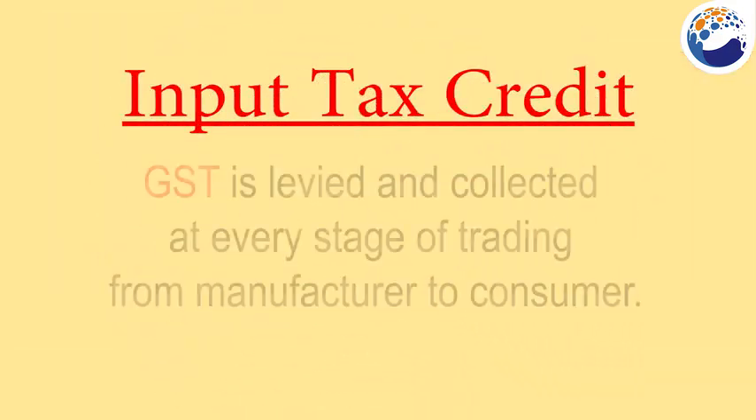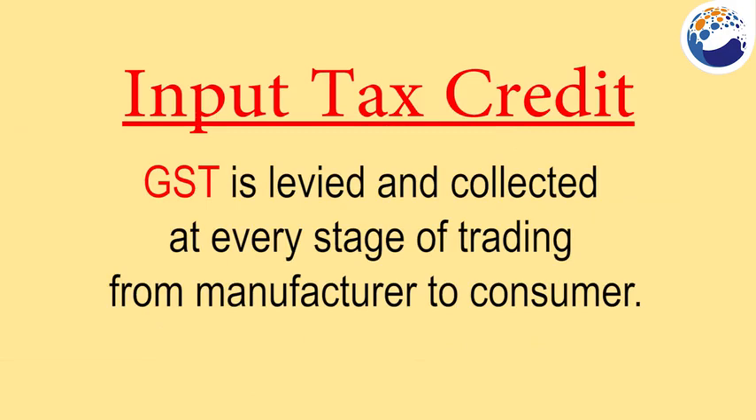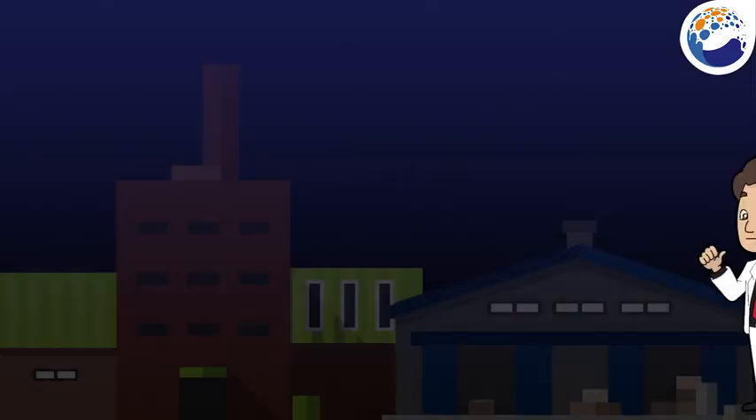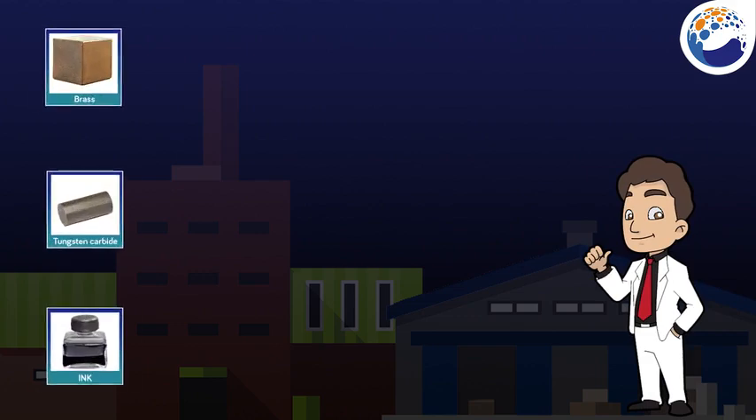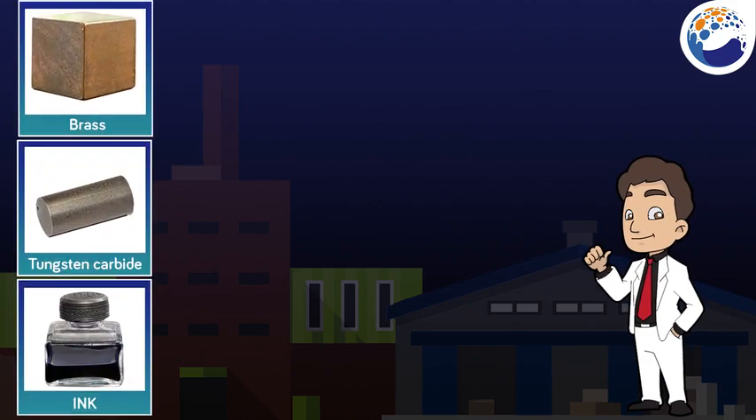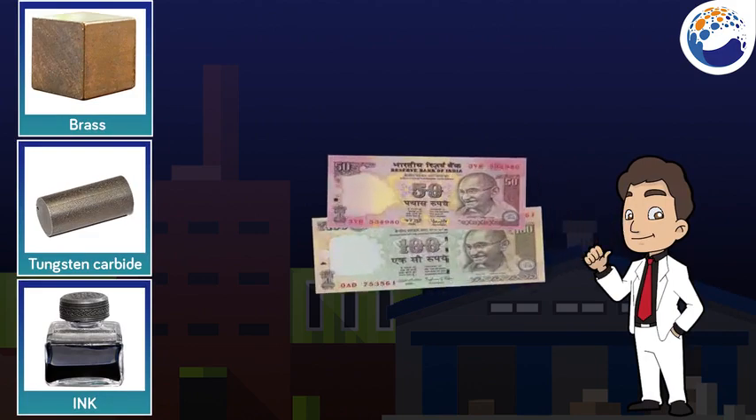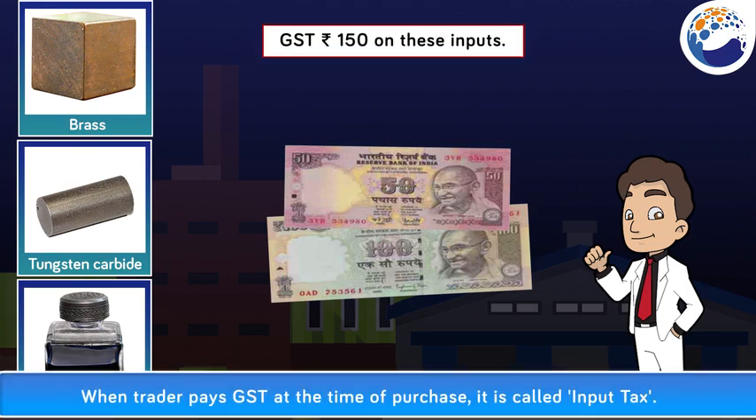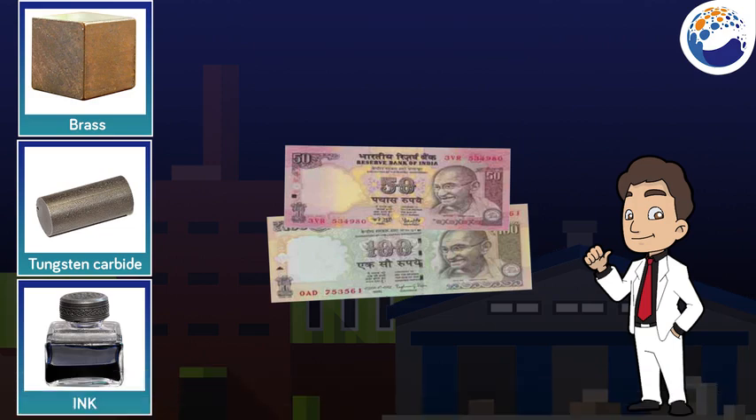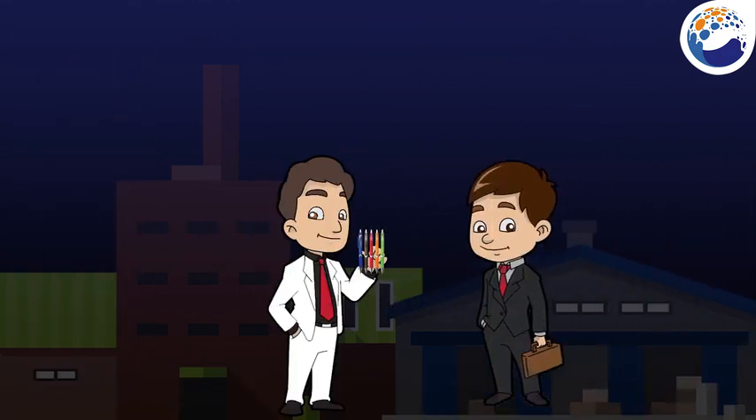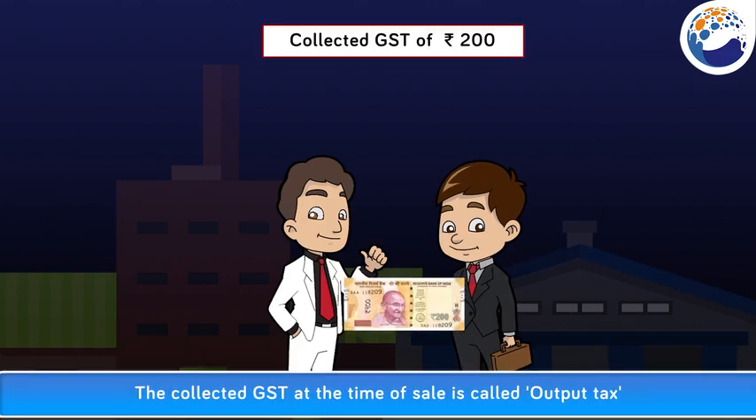Input tax credit. GST is levied and collected at every stage of trading from manufacturer to consumer. Suppose a pen manufacturer buys raw materials like brass, tungsten carbide, ink, etc. Let us assume that he has to pay a total tax of Rs 150 on these inputs. When a trader pays GST at the time of purchase, it is called input tax. Then on sale of pens, if he has collected GST of Rs 200, which is his output tax. The collected GST at the time of sale is called output tax.